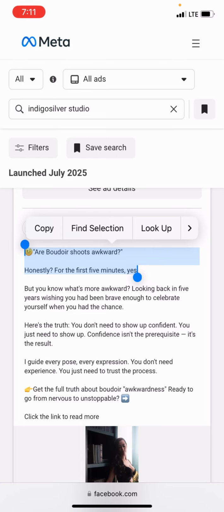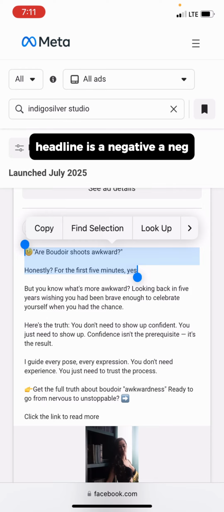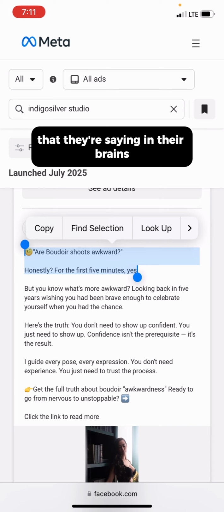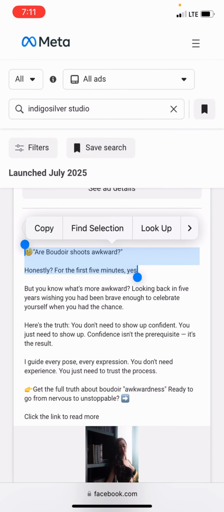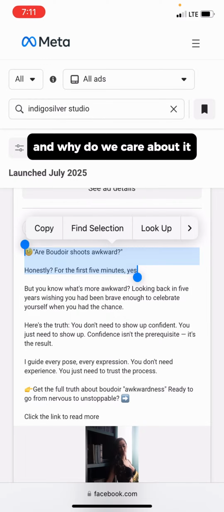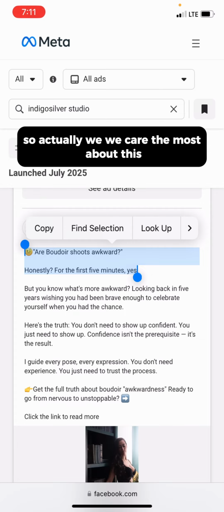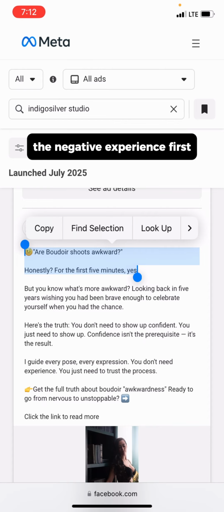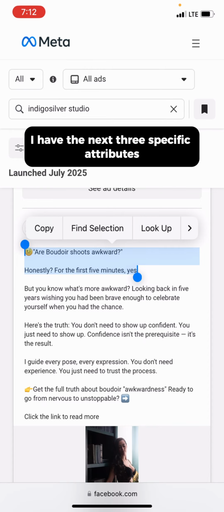All right, the second out of 4 things we need in the see more headline is a negative experience. What negative experience are women in our city going through that they're saying in their brains that they want to get away from and not deal with anymore? So what is that? And why do we care about it? So actually, we care the most about this, the negative experience, more than honestly anything else. And it's the reason we put the negative experience first, out of the next 3 specific attributes.